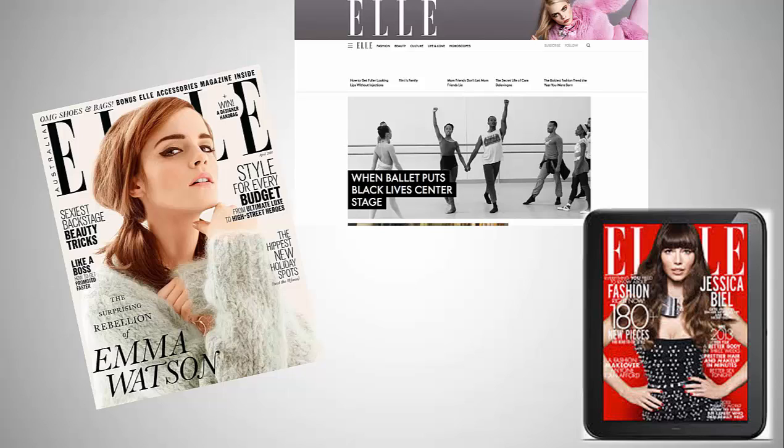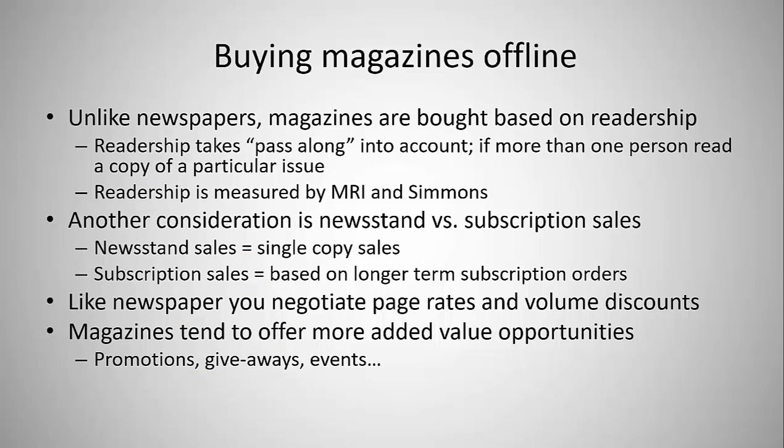OOH is generally bought based on audience counts, which is measured by the Traffic Audit Bureau, or TAB. These audience ratings are applied just like they are in television and priced based on the targetability and desirability of the location. One thing to note with OOH is that the primary consideration is local media.